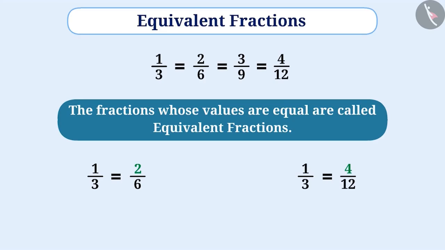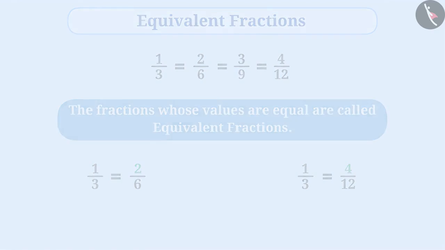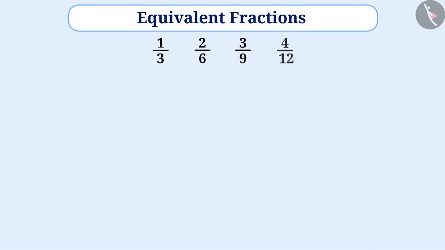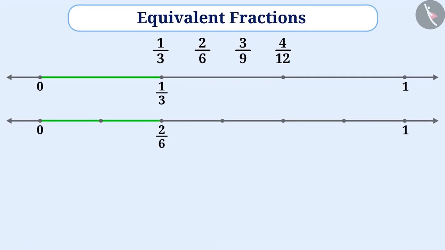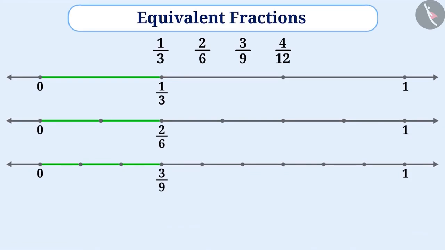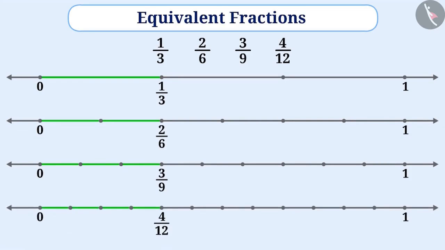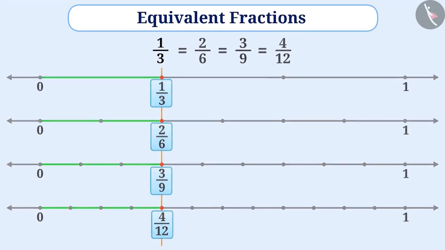Now let's try to represent these fractions on the number line. If you look at these fractions, then they may appear different to you. But if we represent them on the number line, that is, we are representing 1/3 like this, 2 sixths like this, 3 ninths like this, and 4 twelfths like this, then we can observe that all these fractions are marked at a similar point on the number line. Similarly, we can understand that the value of all these fractions is equal. That means all these fractions are equivalent fractions.